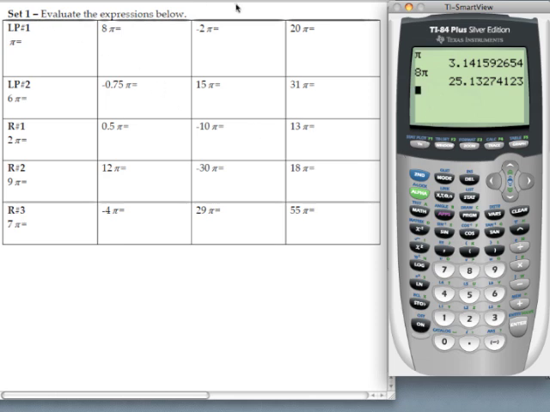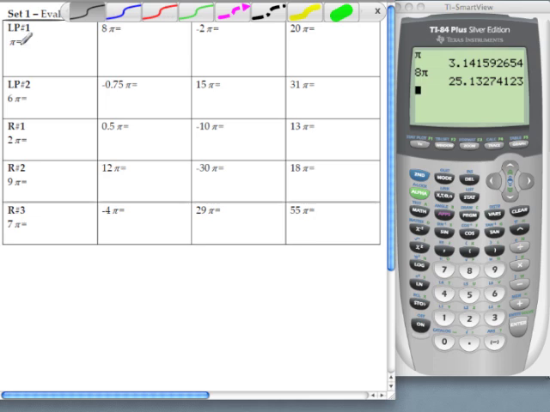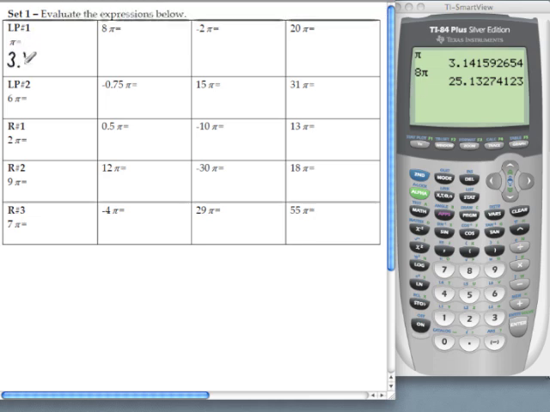So I'm going to copy down these two. 3.14159, 2654, and then this next one is 25.132, 74123. So go ahead and finish lesson practice number 1 and complete lesson practice number 2.